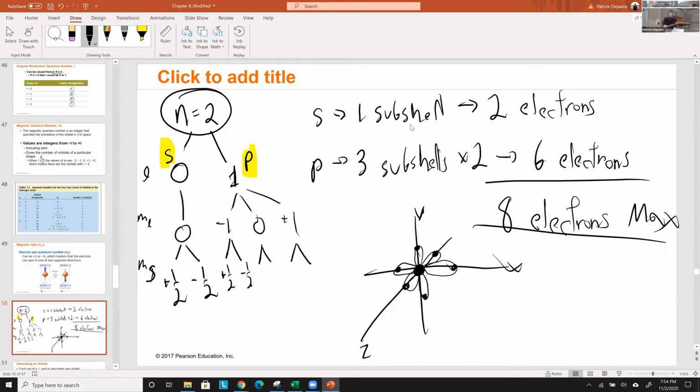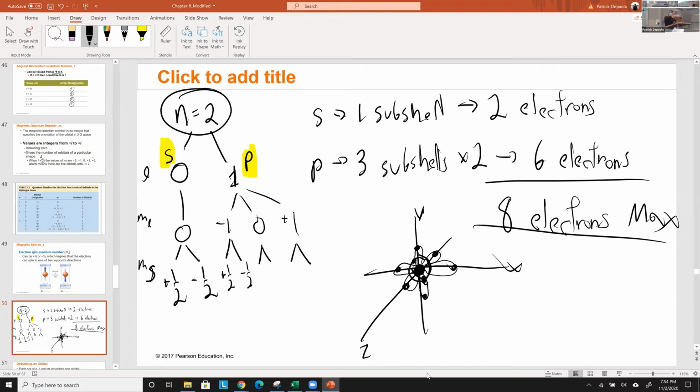Now, an s orbital has only one subshell, and that subshell is actually shaped like a little sphere around the nucleus. And there you have two electrons. One would be on one side, one would be on the other side. For D, it's just more dumbbells, and for F, it's a lot more dumbbells. So it's just more complicated. But that is how they look.